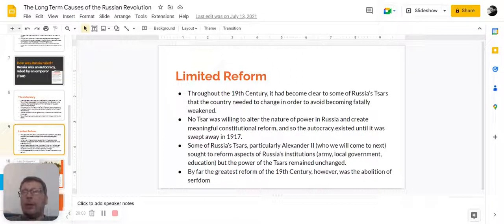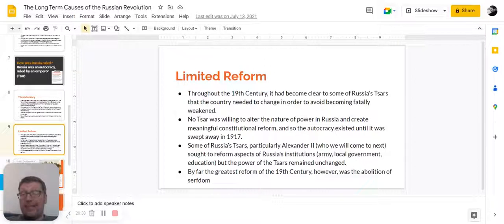And what that means is that Russia continues to stagnate. If you look at any country around the world that is really struggling to make any sort of meaningful change at all, it's normally because the operating of power, who is the decision maker and who put them there, how can you get rid of them, is entirely corrupted or falling apart. So no Tsar was willing to really change that.